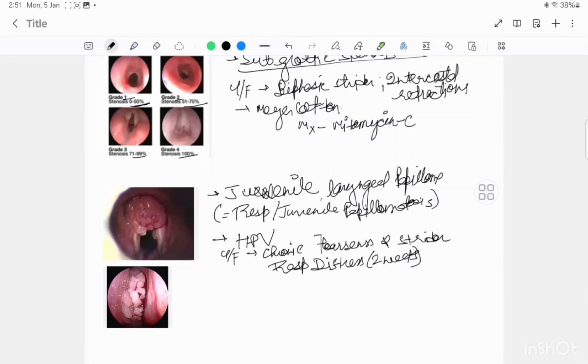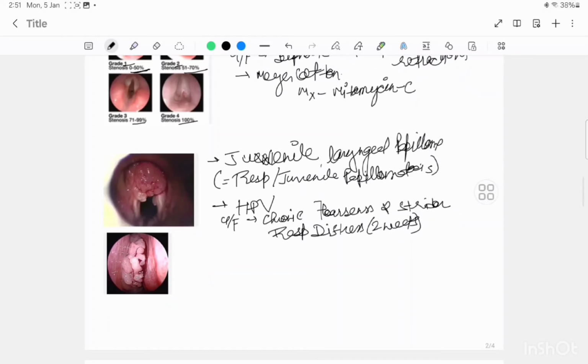There is another pathology similar to juvenile laryngeal papilloma. It looks similar, but this is a pathology of the nose. It is a benign condition caused by HPV in the elderly. Clinical feature is unilateral nasal obstruction, along with epistaxis.